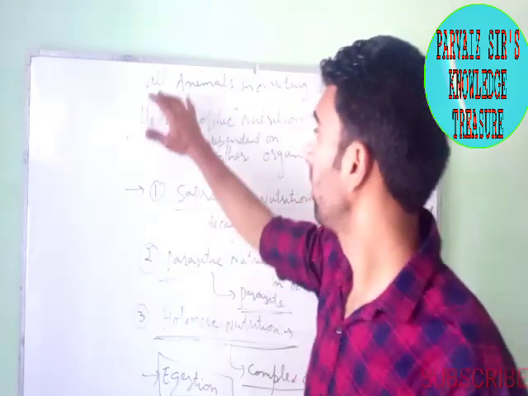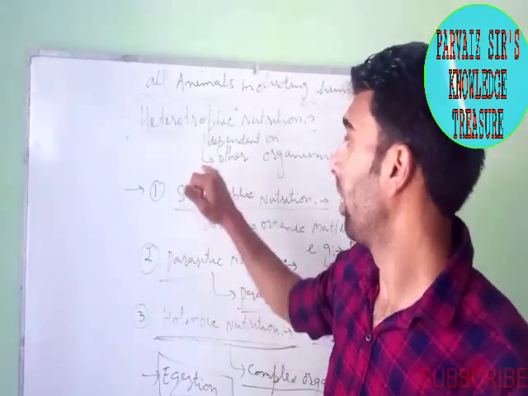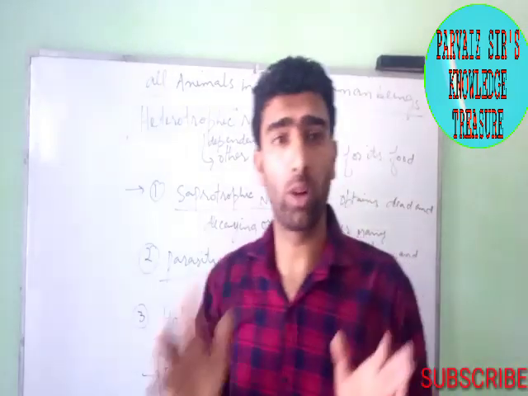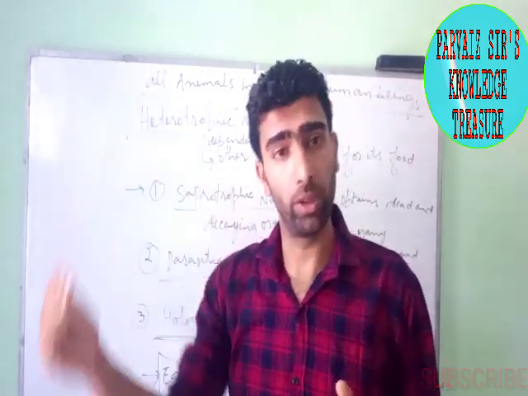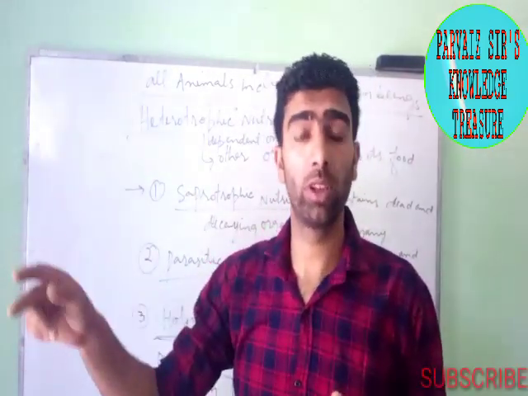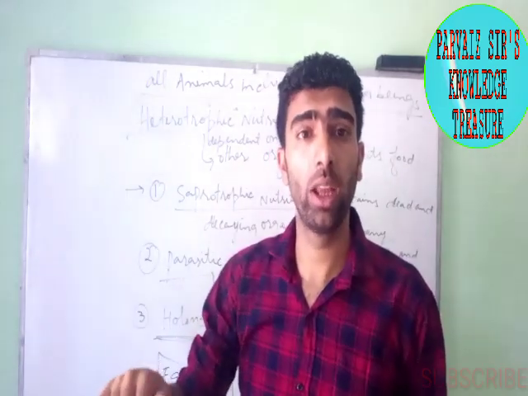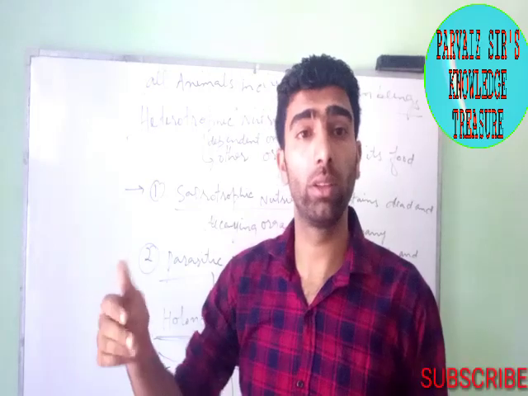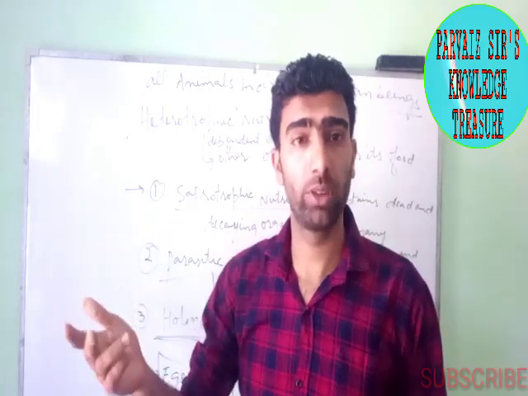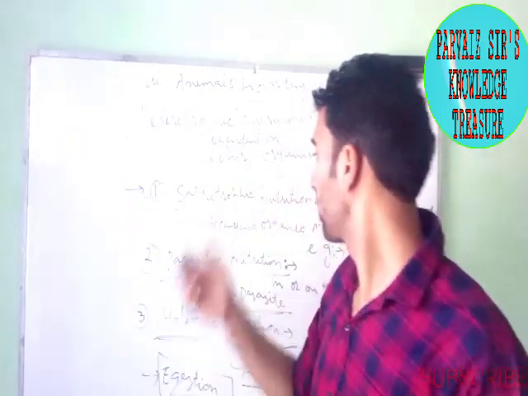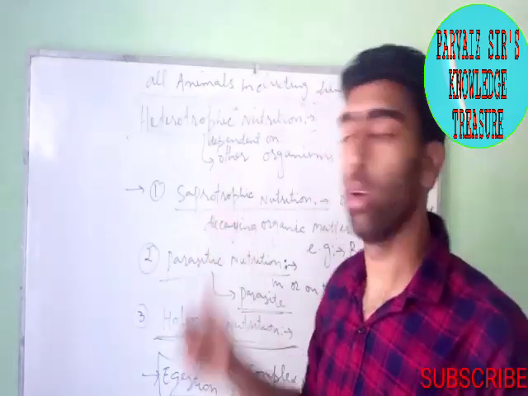Then we discussed types of nutrition. Nutrition is broadly divided into two types: autotrophic nutrition and heterotrophic nutrition. Autotrophic nutrition is further divided into two types: photoautotrophic nutrition and chemoautotrophic nutrition. Heterotrophic nutrition has three types: saprotropic nutrition, parasitic nutrition, and holozoic nutrition.